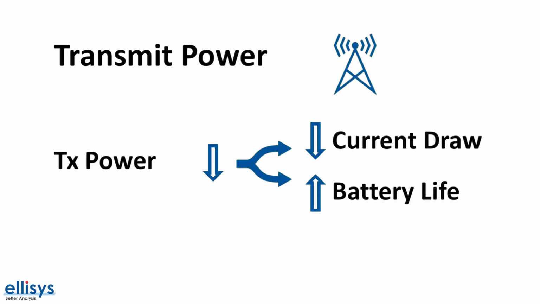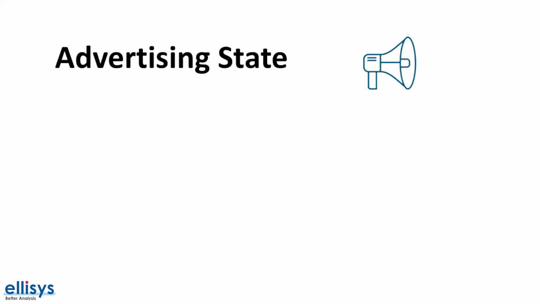Transmit power is one of the main factors affecting power consumption, especially when the radio is used a lot. The lower the transmit power, the lower the power consumption of the radio, and the longer the battery life. However, keep in mind that the range is greatly affected by the transmit power value.